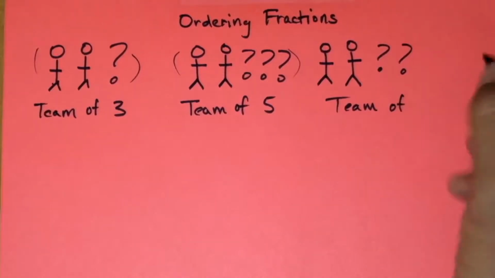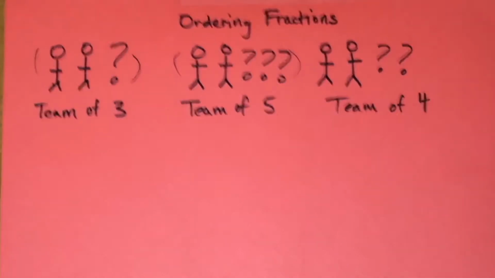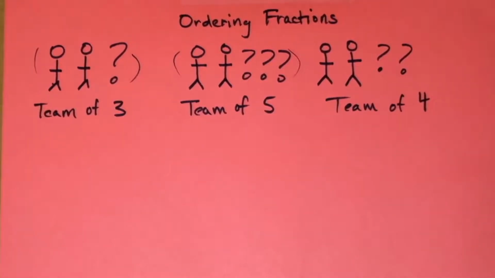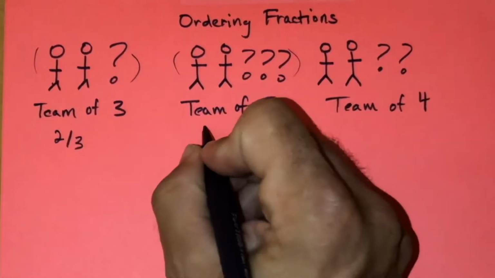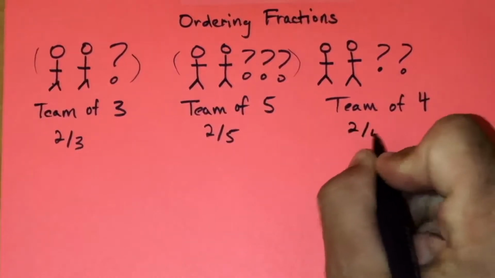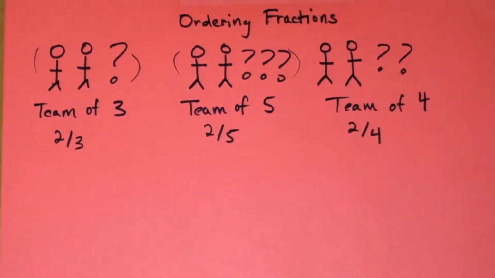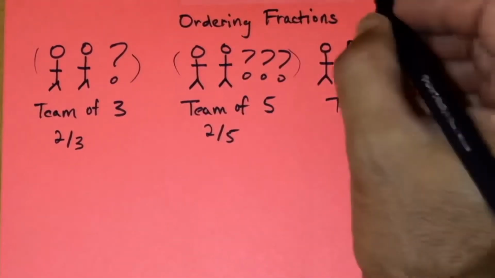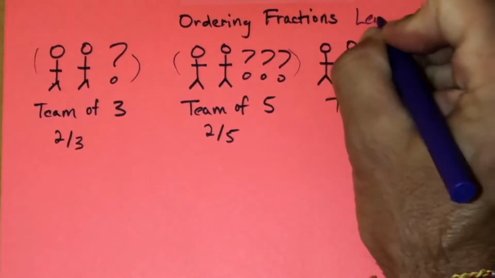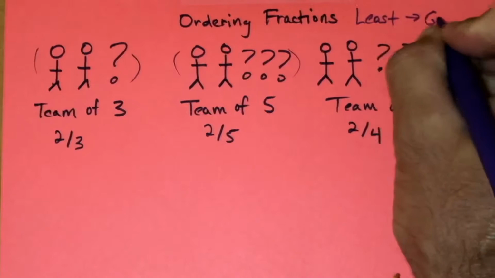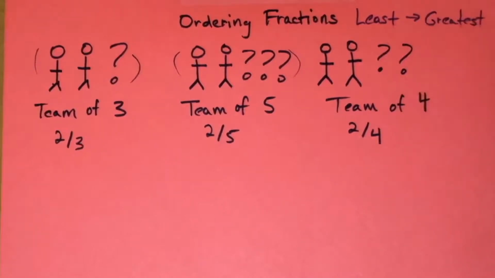So this is basically a visual representation of fractions, okay? You have 2 out of 3, 2 out of 5, and 2 out of 4, and all 3 of these represent different things. Now, if you're ordering fractions, usually what's being asked of you is to order from least to greatest. So if you look at these teams, you say, okay, which one has the least amount of players needed in order to make up a team?